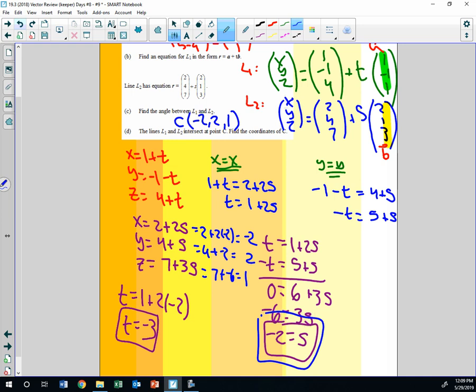All right. So you know how to find the angle. You find the direction vectors. And once you know the direction vectors, you can find the angle. One's A, one's B, dot product over magnitude, magnitude, inverse cosine.